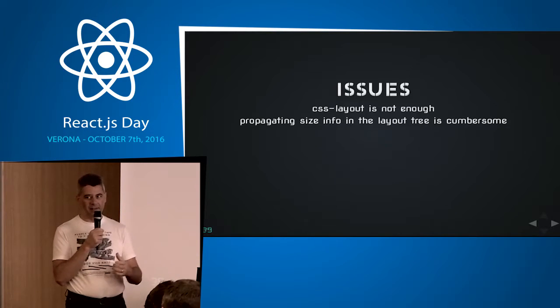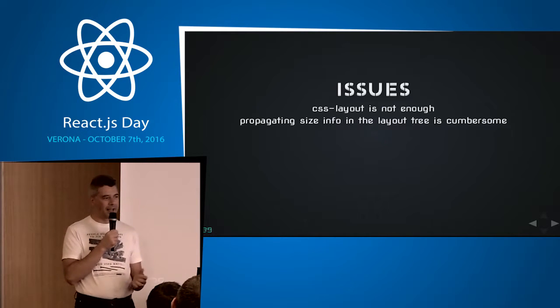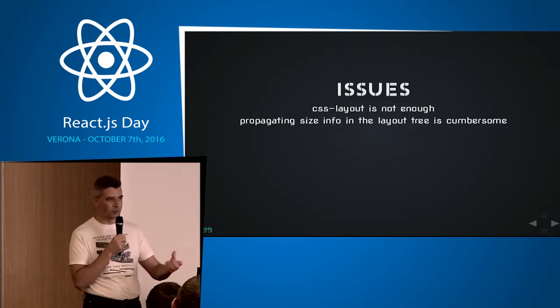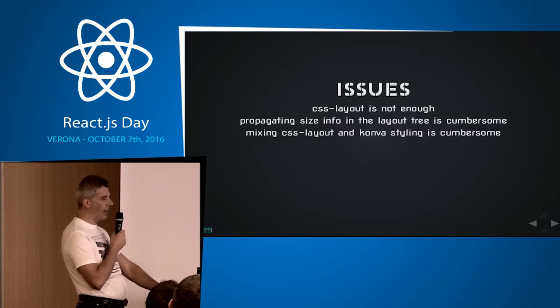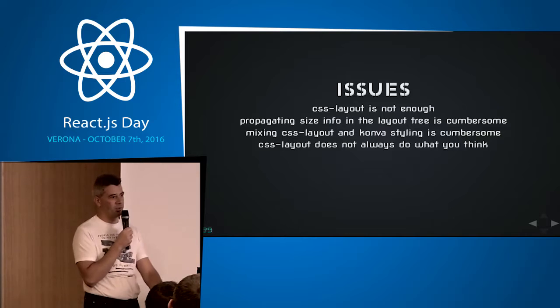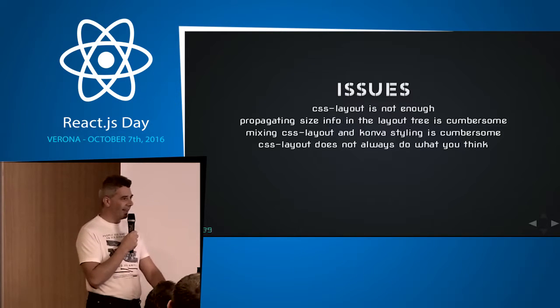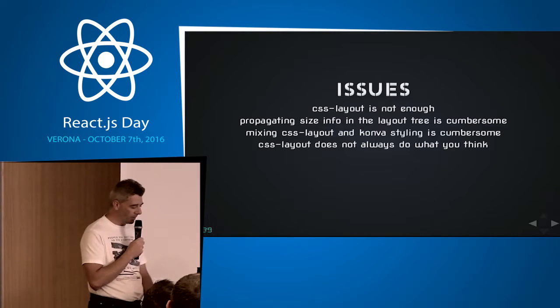Because if a child needs to grow, I mean, it's canvas. In the end, the primitive is absolute. I need to tell it exact dimensions. So I had to add code to propagate dimensions of parents onto children and to select which kind of layout algorithm to use. And mixing these layouts became really cumbersome. And CSS layout does not always do what you think because it's CSS, you know, so sometimes it's surprising. Okay, this is just about layout.